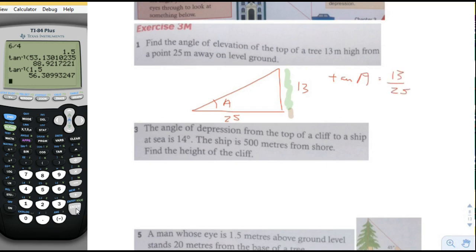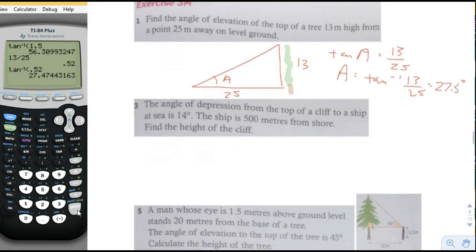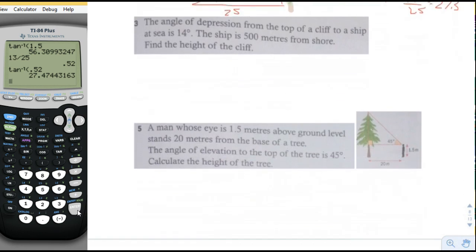And so A is equal to inverse tangent of 13 divided by 25. Let's use our calculator and figure that out. 13 divided by 25, and then we're going to take the inverse tangent of that. And we get 27.5 degrees. 27.5 degrees.